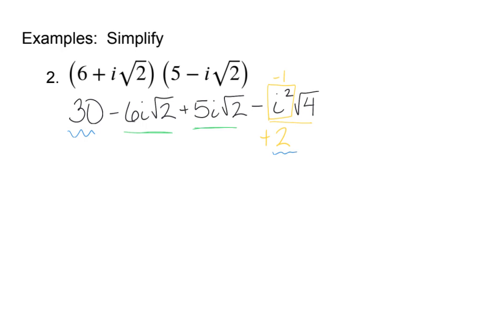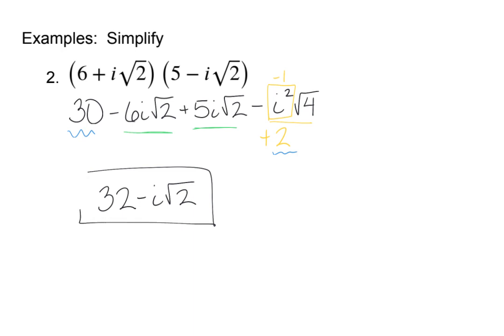So let's get this written in standard form. The real part, 30 plus 2, would be 32. The imaginary part, I've got negative 6i root 2 plus 5i root 2. So those are both imaginary. I want to see if I can put these together. Since they're both imaginary and they're both root 2's, we should be able to do it. If you have negative 6 of them and positive 5 of them, that means together you have negative 1 of the i root 2's. So negative i root 2.